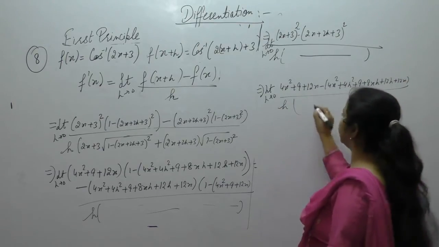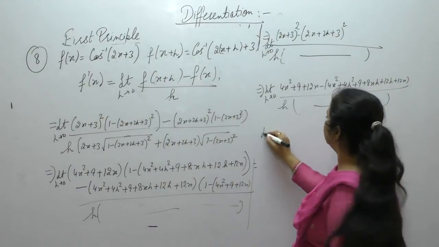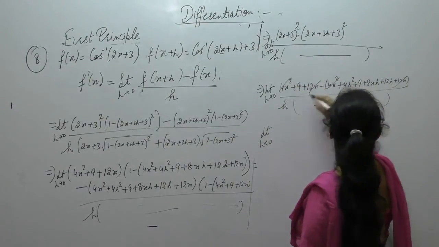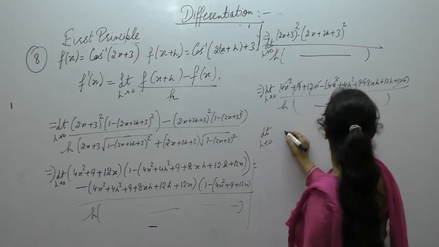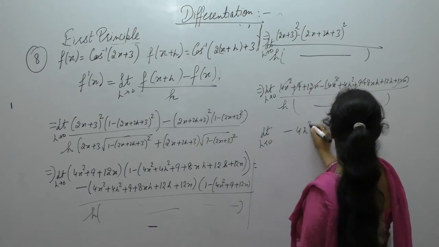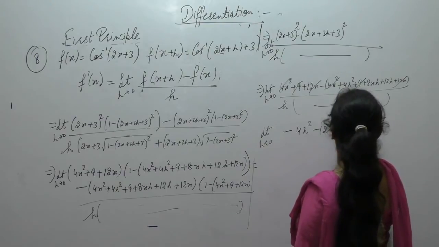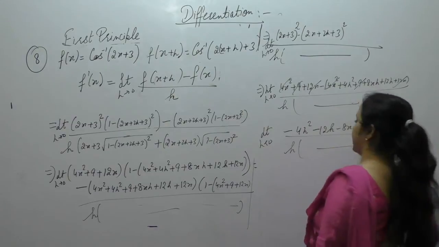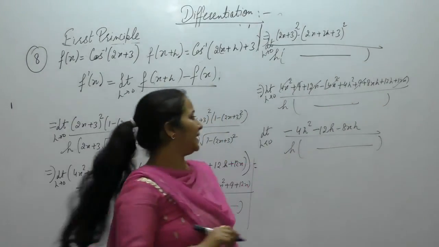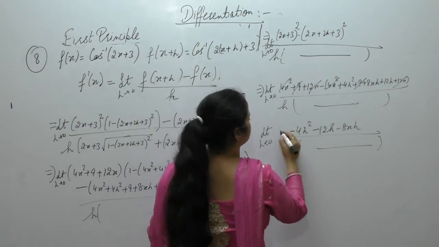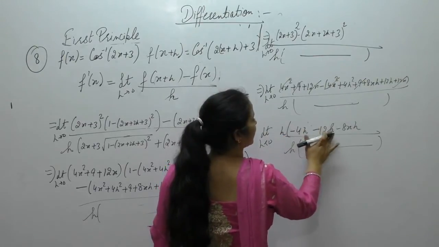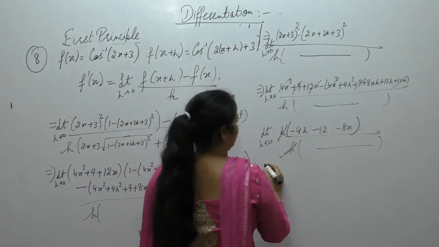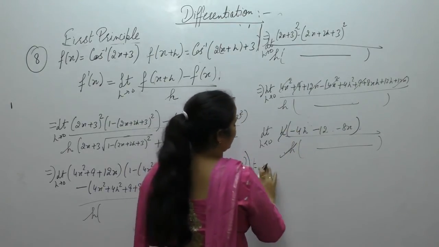h into the term in the denominator. Limit h tends to 0. Minus 4h square minus 12h minus 8xh, h upon the term in the denominator. Now take h common from here. We are left with 4h minus 12 minus 8x. The h will get cancelled. Now put the limits.